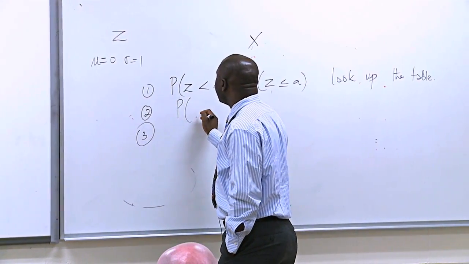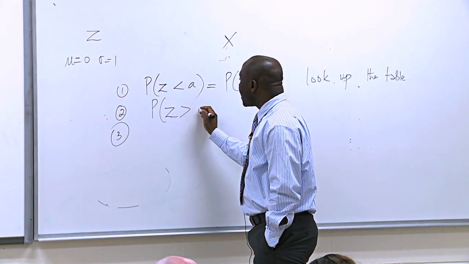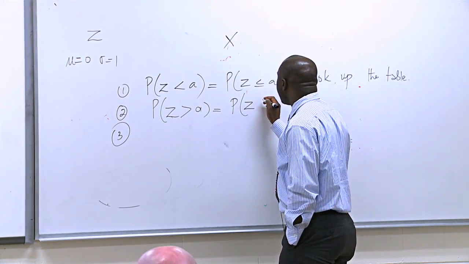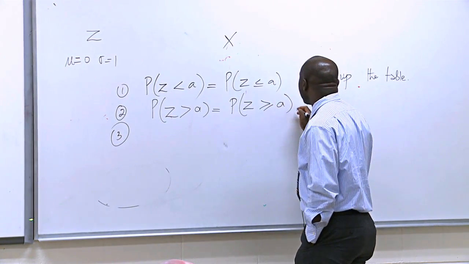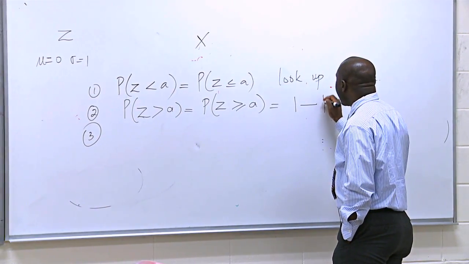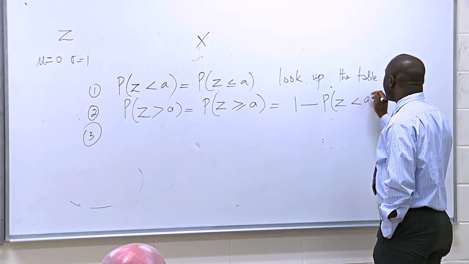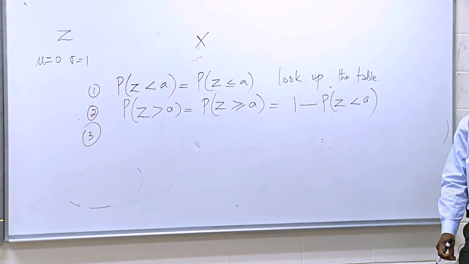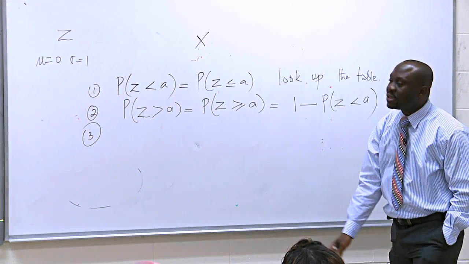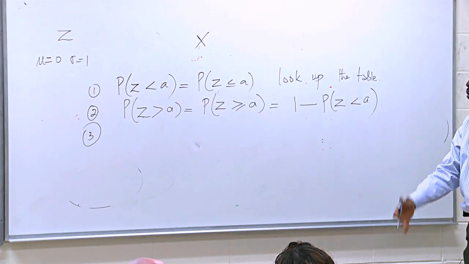If you happen to have Z greater than A, which is the same as P of Z greater than or equal to A, it will be 1 minus P of Z less than A. These are formulas. This is how we're going to find the probabilities when you happen to have a normal or a standard normal distribution.